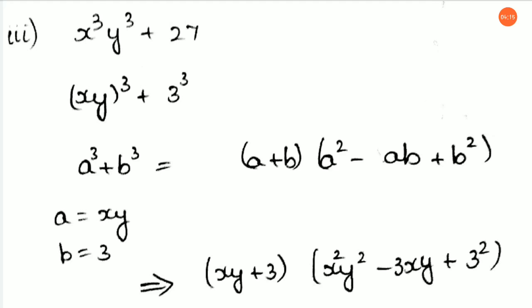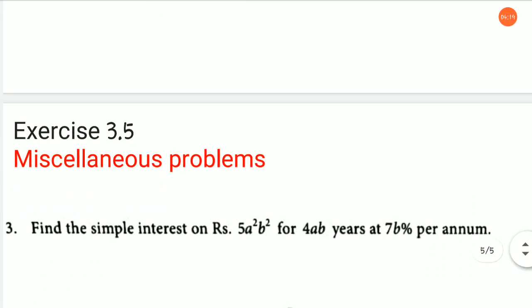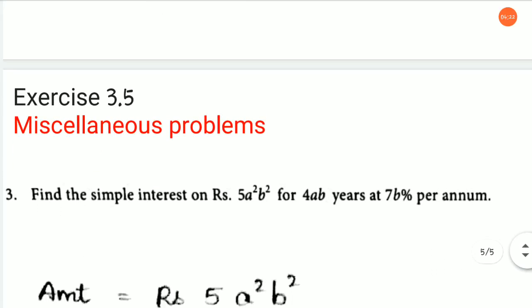Okay children, now the next exercise we have few more sums, that is miscellaneous problems. Find the simple interest on rupees 5a square b square for 4ab years at 7b% per annum. Last year we did these sums, right? But we had whole numbers, that is 1000 rupees will be there, and we will be asked for this much of years how much interest we should calculate. Now here they have given you some variables. Nothing is going to change.